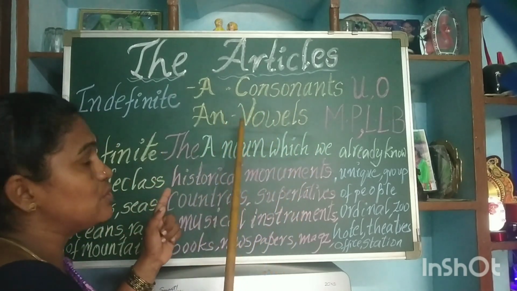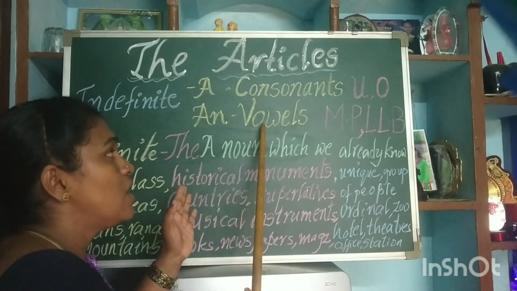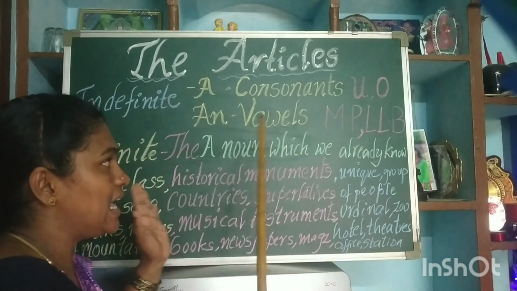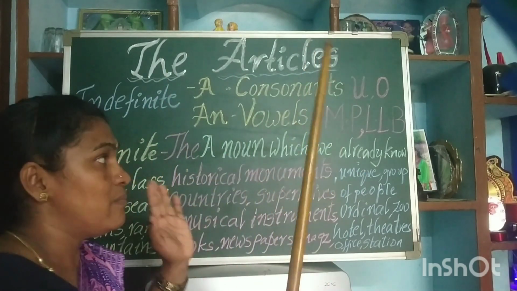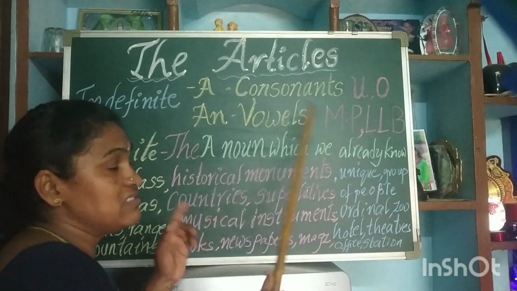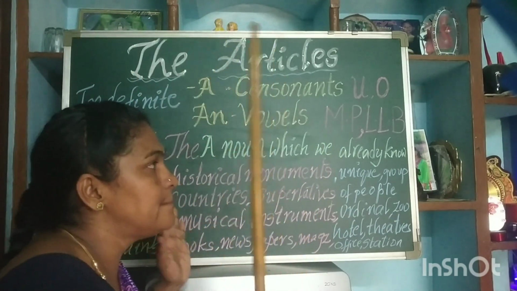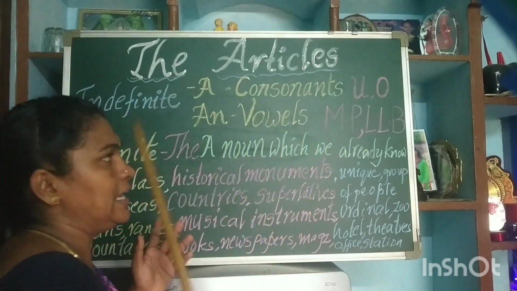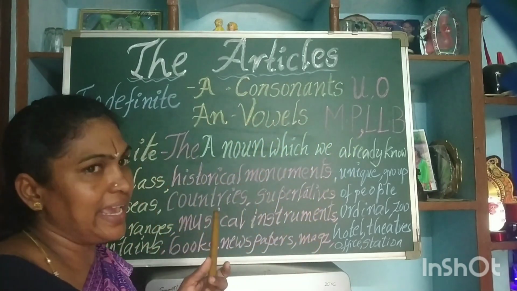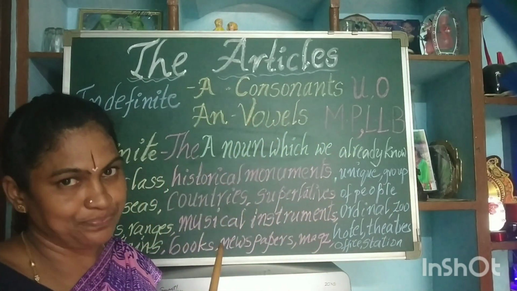It gives you the sound of a consonant letter, but you have to use an. We use an before the sound of a vowel, but here the letter is a consonant. But we have to use it. Why? Because it gives the sound of a vowel, right? An MP, an LLB, an MA, like that.